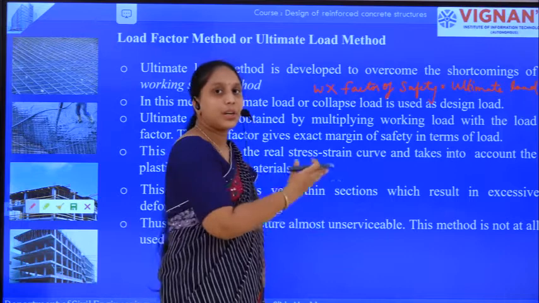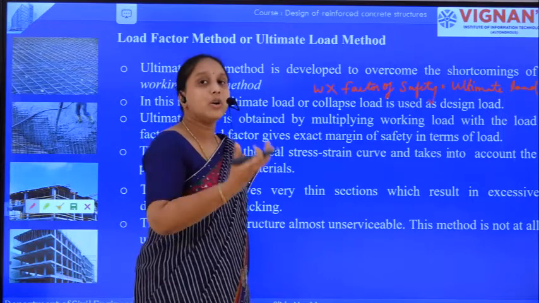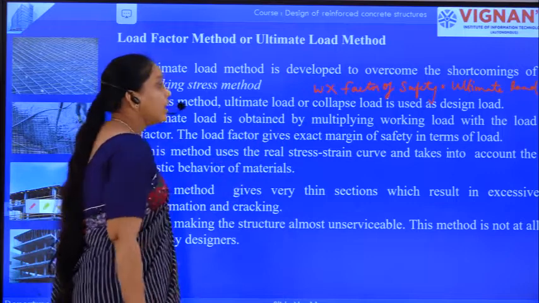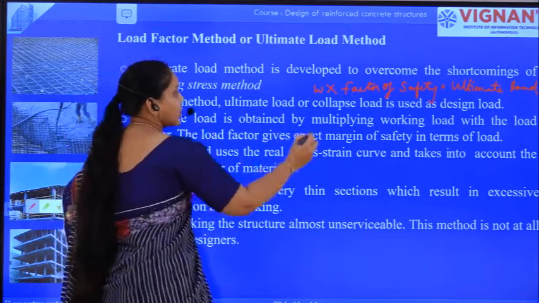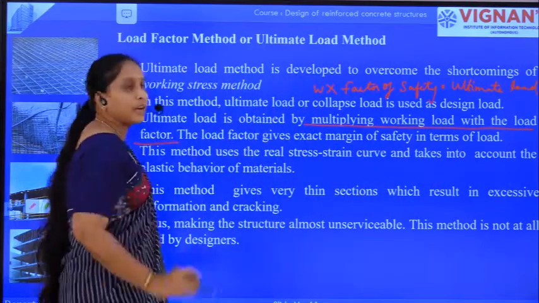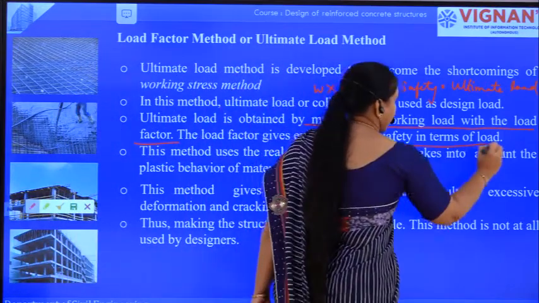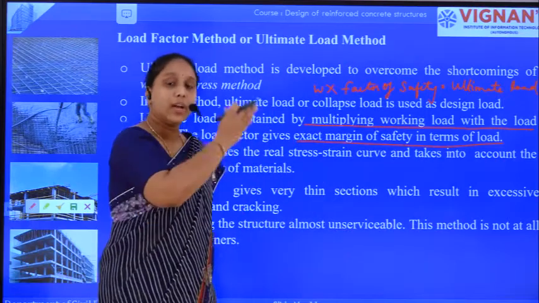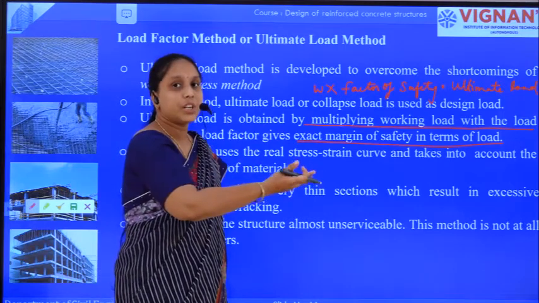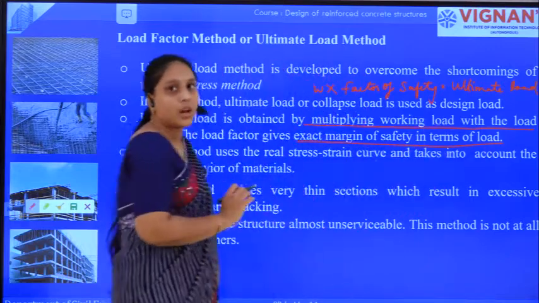is not considered, but here the factor of safety for the loads is considered and we are enhancing the load, and for that load we are going to design the structures. So that is what is given here. The ultimate load is obtained by multiplying the working load with the load factor or the factor of safety, so that it gives an exact margin of safety in terms of the load. In the working stress method, the margin of safety is considered with respect to the stresses. Here the margin of safety is considered with respect to the load.